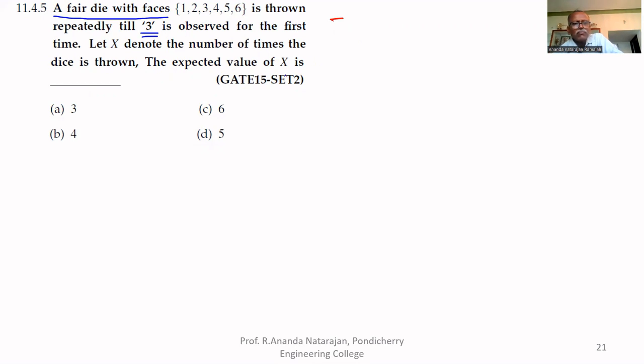The expected value of x, the expectation of x, we have to find. Expectation of x is equal to sigma x times probability of x, that we have to find.